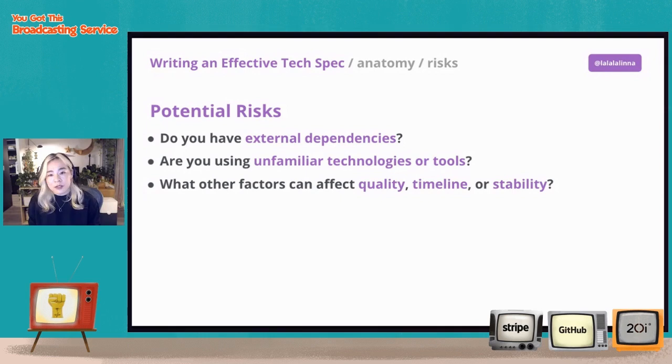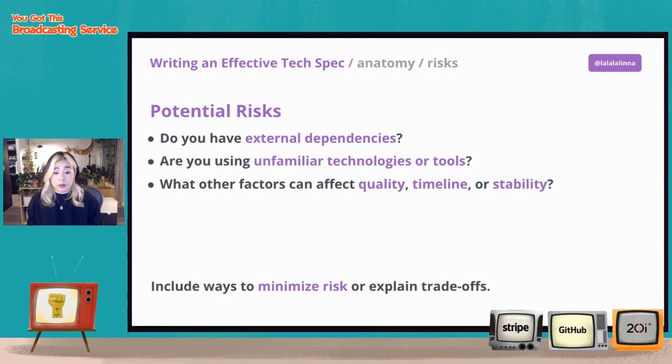You may even be trying to figure out what vendors you're using. If you're still trying to figure those things out, it's worth putting that in here. And if some system that you are relying on can take down whatever you are building, it's also worth putting that as a risk in here as well and figuring out how we can mitigate that. Other things, there are many things that can affect the quality, timeline, or stability of your projects, and you should list those as well. And for each one of those, where it's possible, you should be including ways to minimize the risk to make sure that nothing blows up spectacularly.